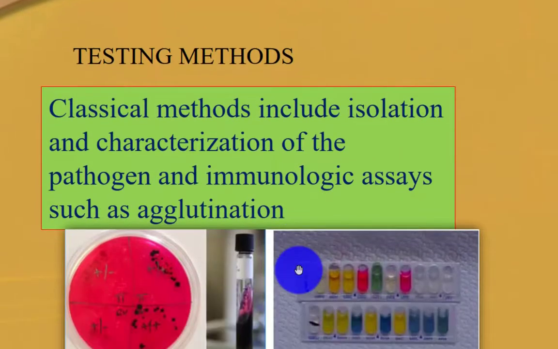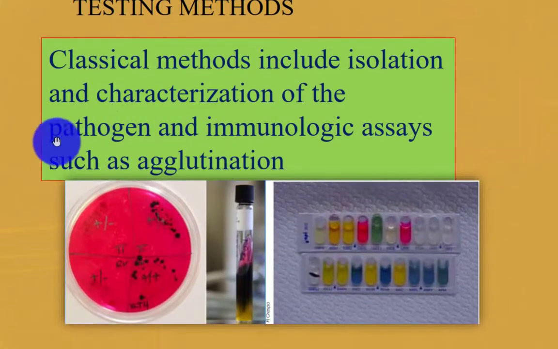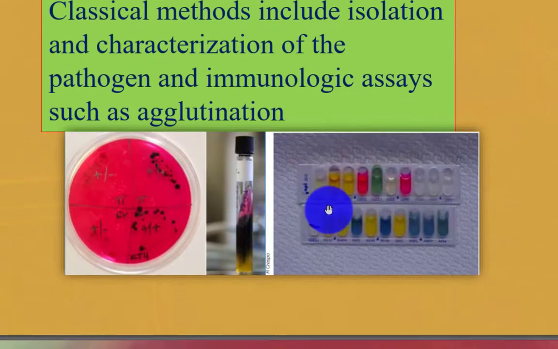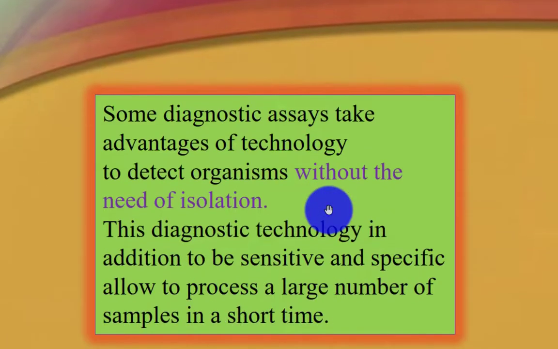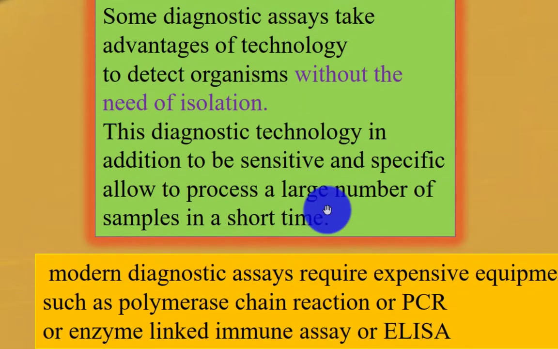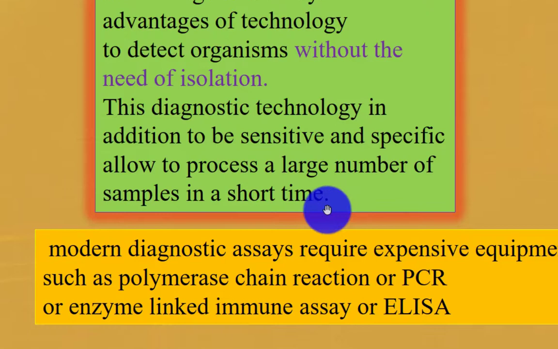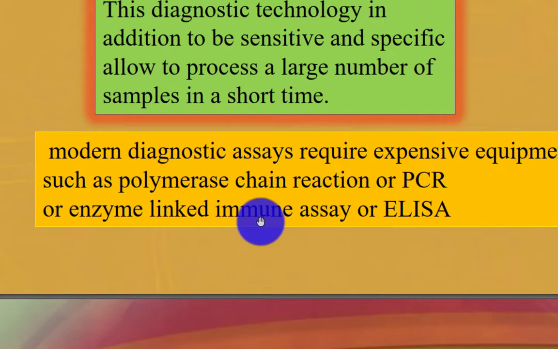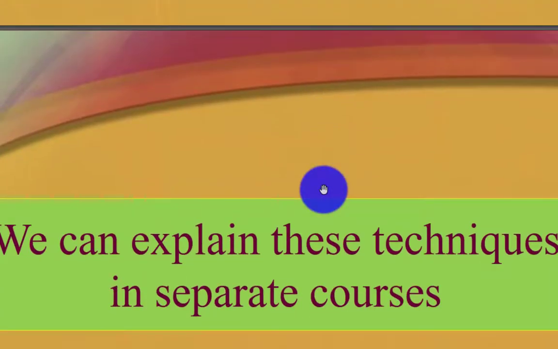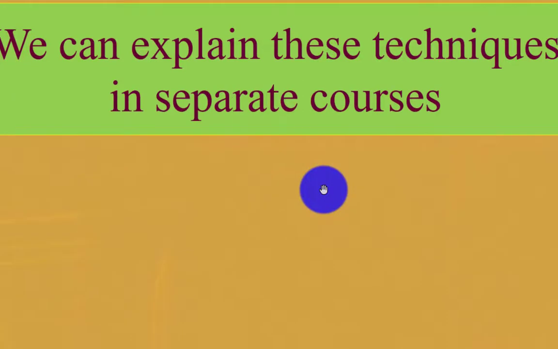Testing methods. Classical methods include isolation and characterization of the pathogen and immunological assays such as agglutination. Some diagnostic assays take advantage of technology to detect organisms without the need for isolation. These diagnostic techniques, in addition to being sensitive and specific, allow processing of a large number of samples in a short time. Modern diagnostic assays require expensive equipment, such as polymerase chain reaction, PCR, and enzyme-linked immunosorbent assay, or ELISA. We can explain these techniques in separate courses.